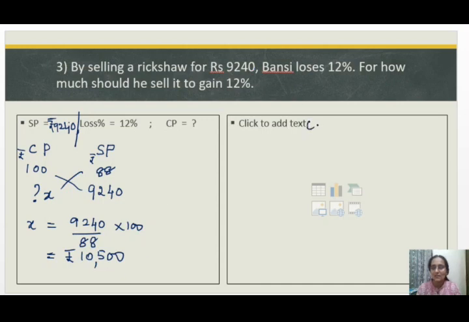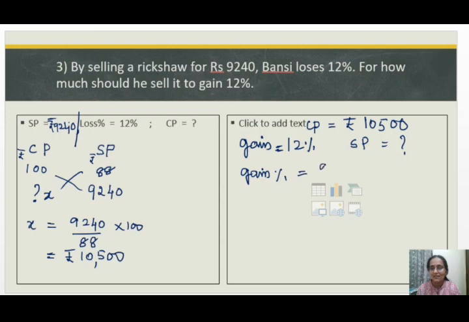Now you got the cost price as rupees 10,500, right? Now you have to gain 12%. You should get the profit by selling the goods. What is the selling price? You have to find out. You will get the selling price by adding gain to the cost price. How to get the gain? Now gain percent, you know the formula, gain percent equals gain divided by cost price into 100, right?